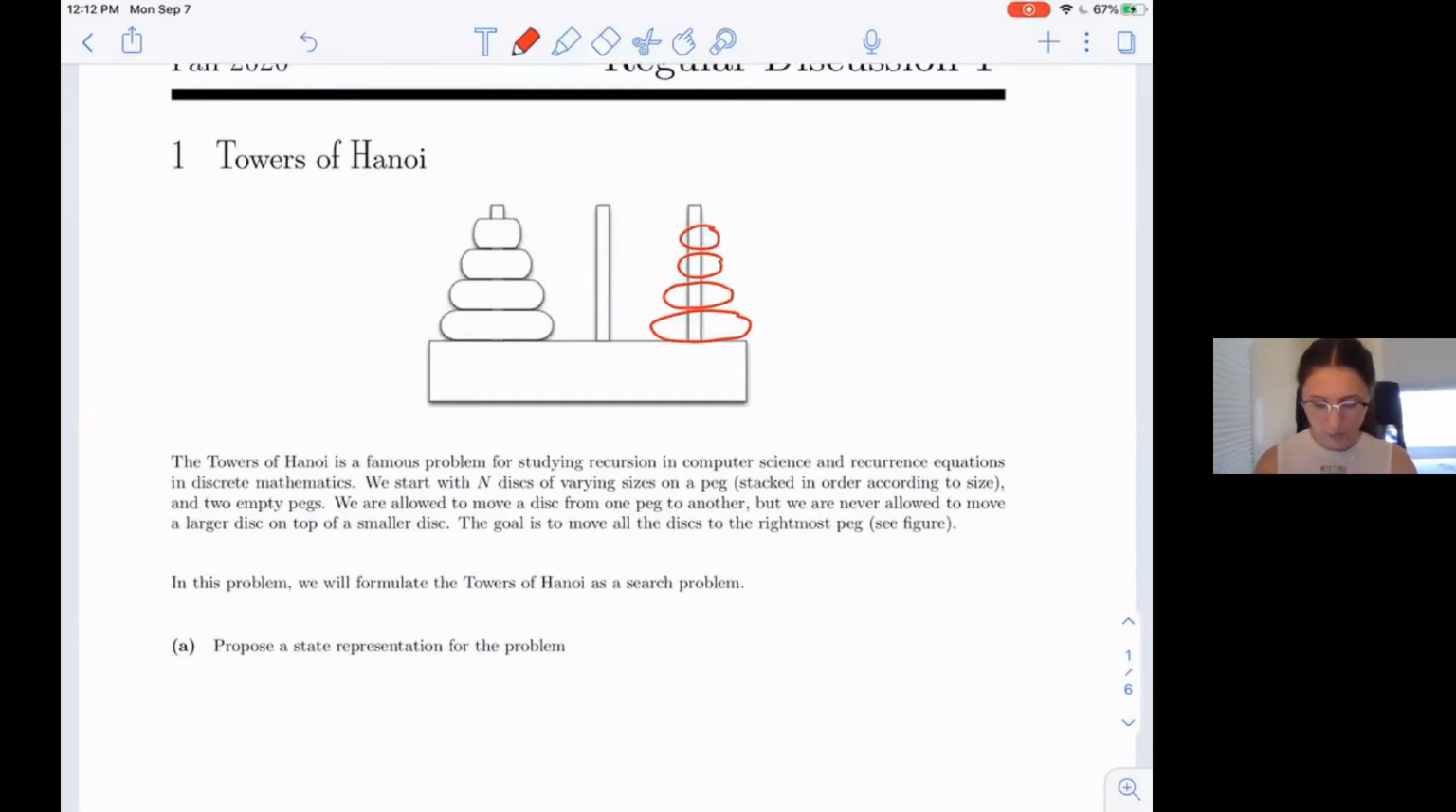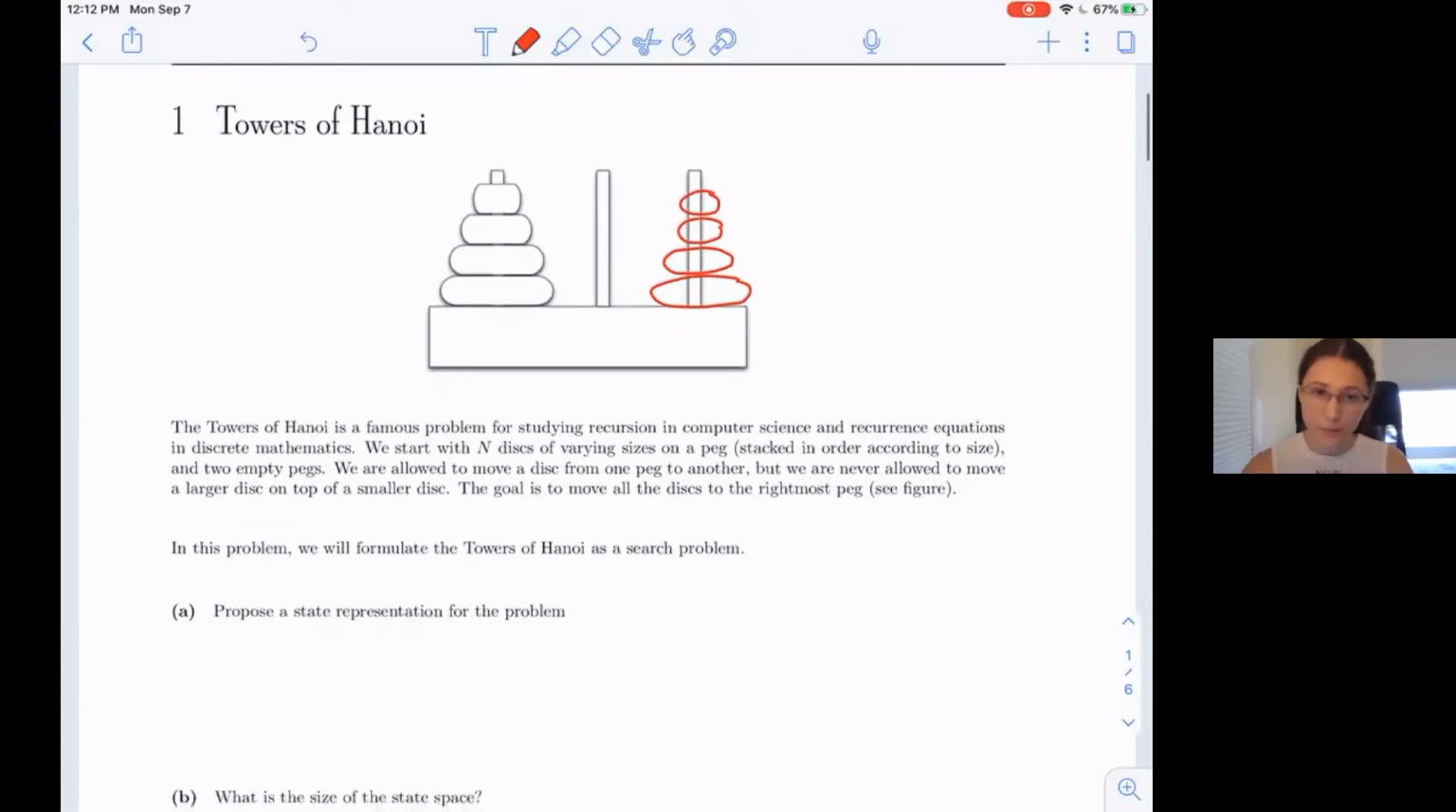The first question we're posed in the discussion section is to propose a state space representation for this problem. Whenever I think about state spaces, I always think about the minimal quantity of information I need to keep track of in order to run a search algorithm, or to understand the state of my game and what action I should take next to achieve my goal.